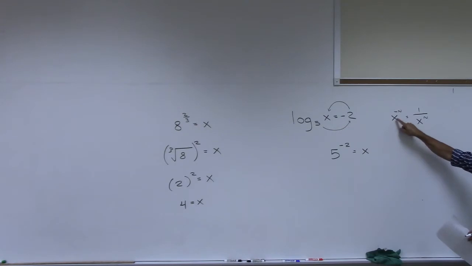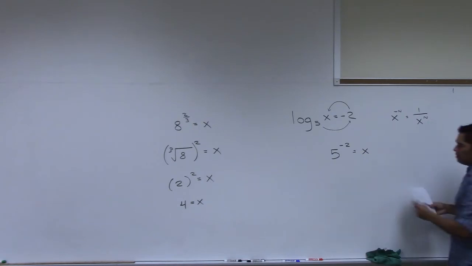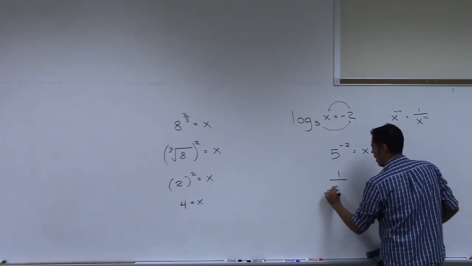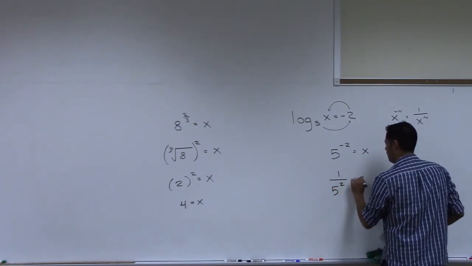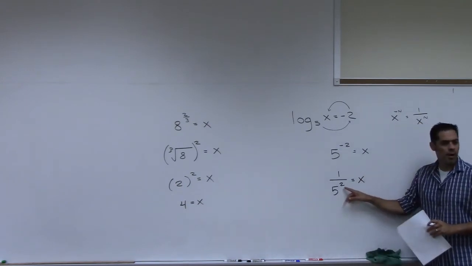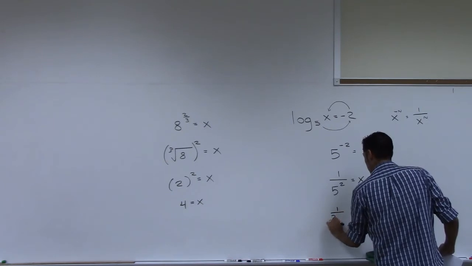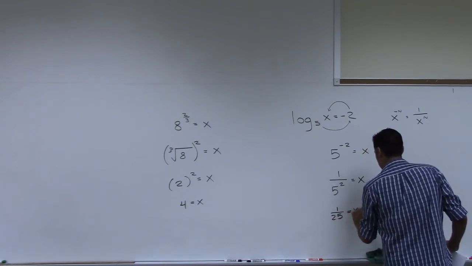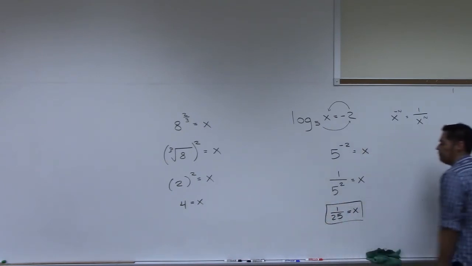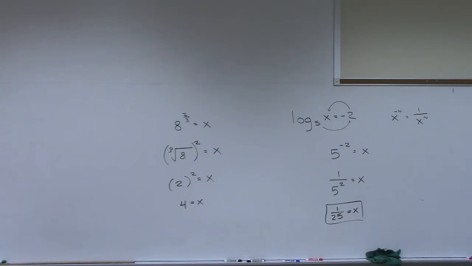So we have 5 to the negative 2. This should become 1 over 5 to the positive 2. And what is 5 squared? 25. So this is 1/25. 1 over 25. That's what x would be. Does that help? Yeah?